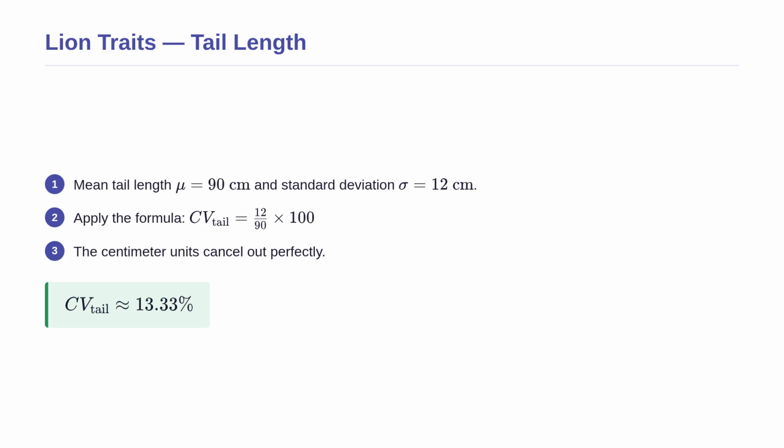Next, we do the exact same process for the tail length. The average tail length is 90 centimeters, with a standard deviation of 12 centimeters. We divide 12 by 90. Just like before, the centimeter units cancel out completely. Multiplying by 100 yields a coefficient of variance of approximately 13.33%. Because 13.33 is significantly higher than 7.89, the zoologist can confidently state that tail length varies much more from lion to lion than overall body weight does, despite the different units.